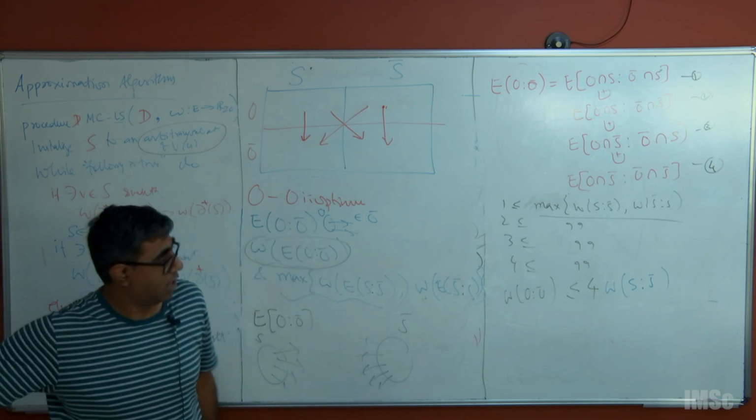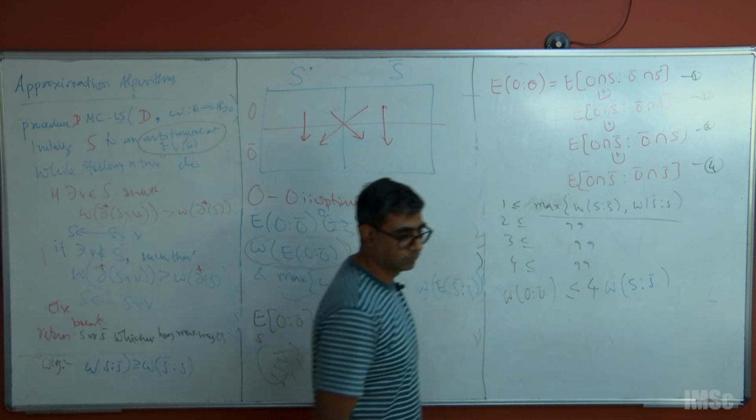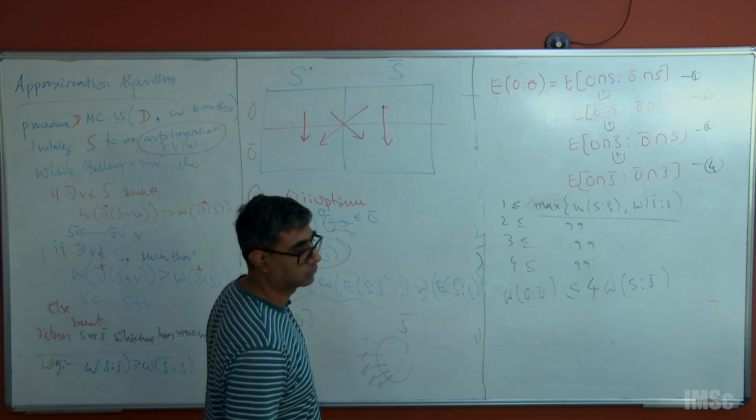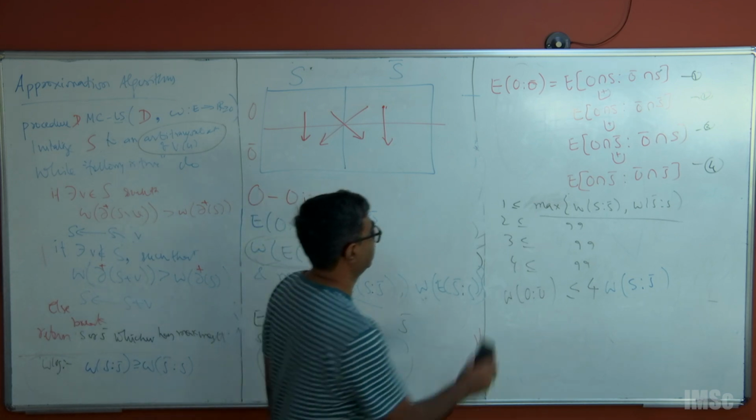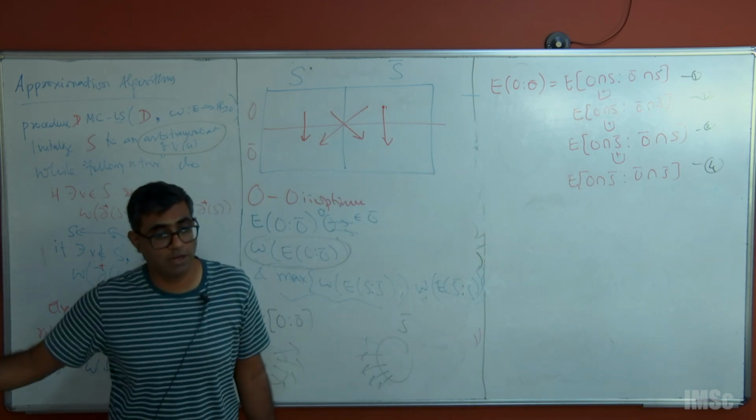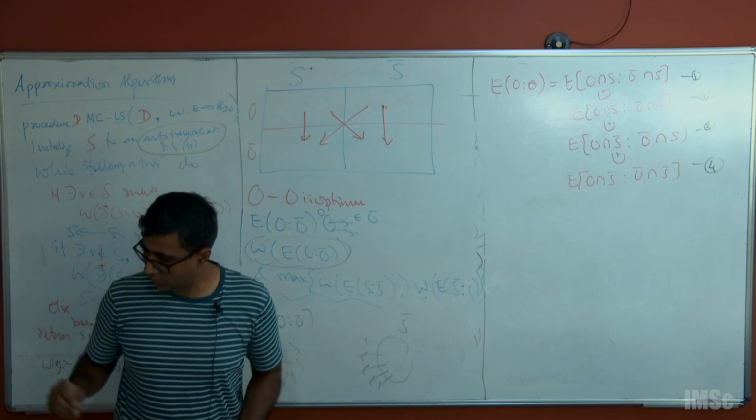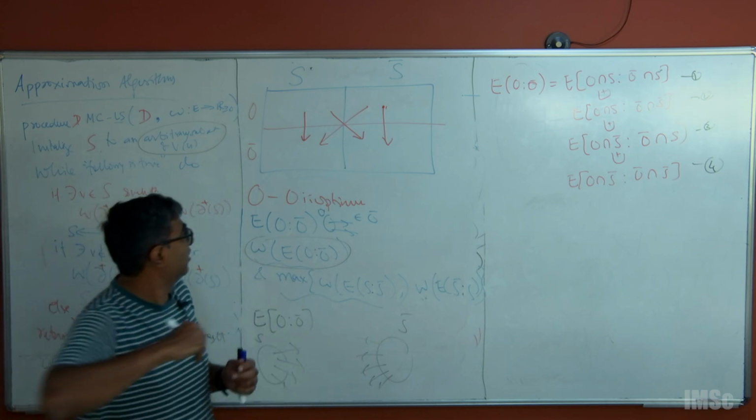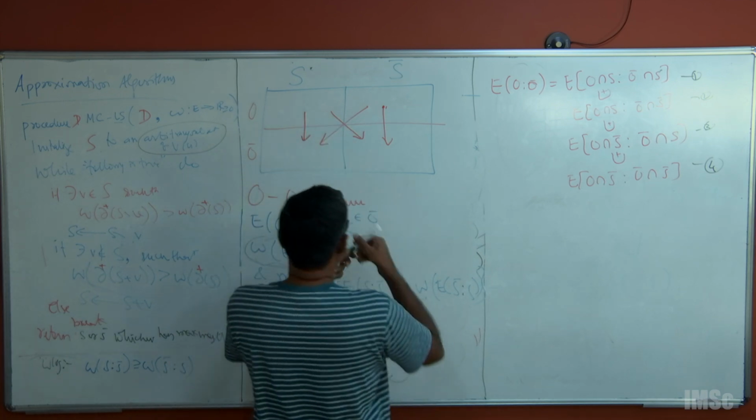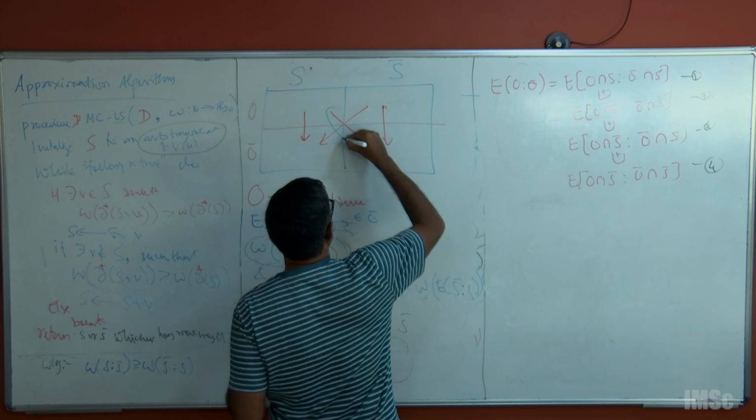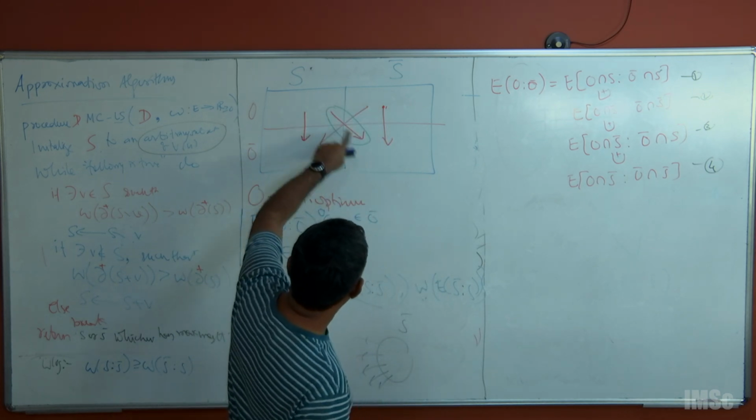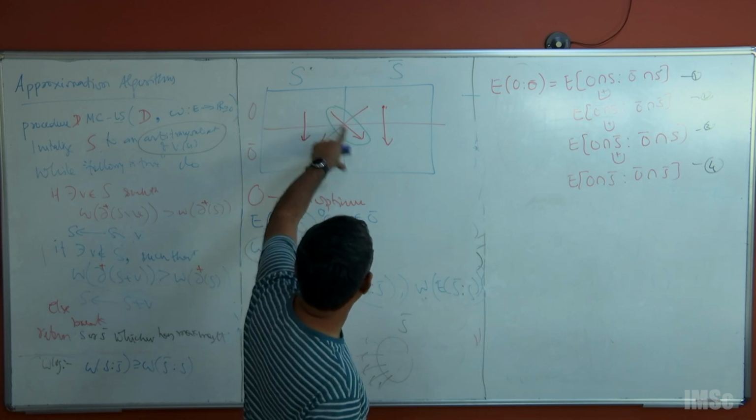So let's see which inequalities are easy, which inequalities are obvious, and which are not obvious. Let's try to understand one inequality. Look at this. Look at this set of arcs. What kind of arcs are these?